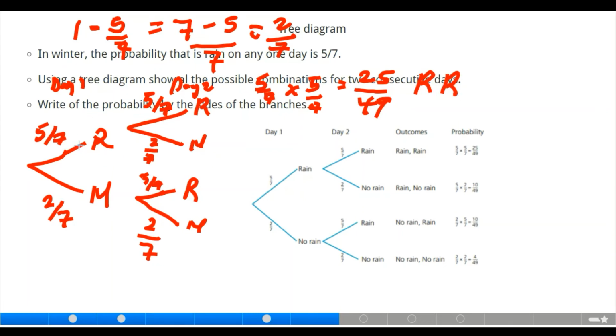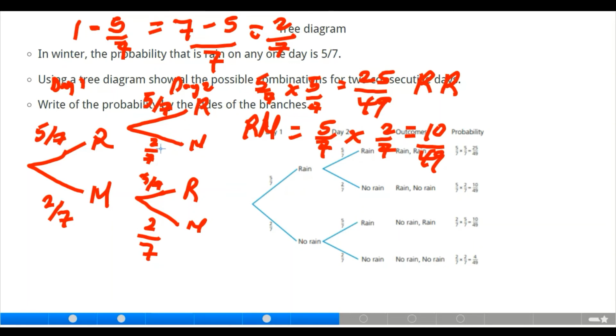Okay, now let's look at the probability that it will rain and the probability that it will not rain. That is R, N. That is going to be 5 over 7 multiplied by 2 over 7. 5 times 2 is 10, 7 times 7 is 49, so it's going to be 10 over 49. Now, we are through with this one.